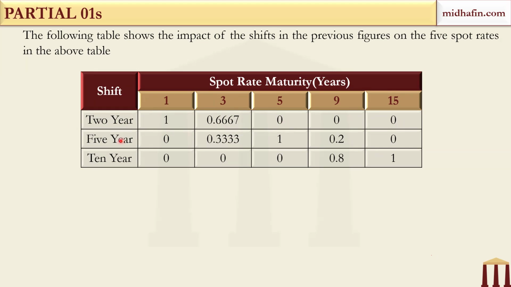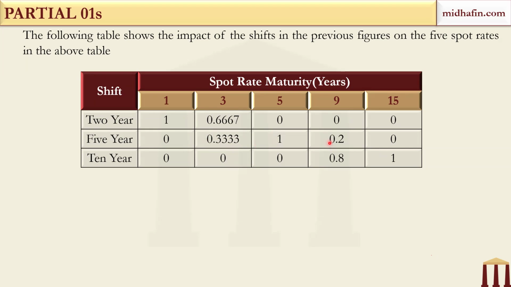Then next, I want to understand the effect of the 5-year key rate on the spot rates that I have exposure to. For 1 year, zero exposure, because the impact of the 5-year rate starts from 2 years and ends at 10 years as per our assumption. For 3 years, it is 0.3333. For 5 years, it's exactly 1, because if the second key rate changes by 1 basis point, and the second key rate is itself the 5-year rate, the 5-year spot rate will also change by 1 basis point.